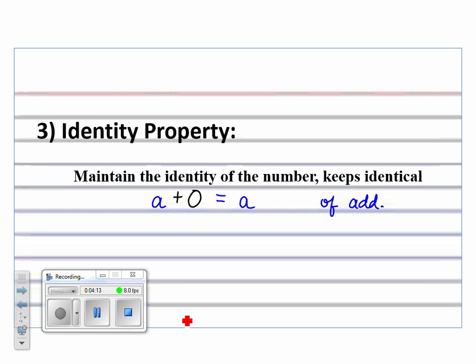In identity property for multiplication, what would I need to multiply by so that it would stay identical? I would multiply by 1, because anything times 1 is itself. 100 times 1 is 100, etc.